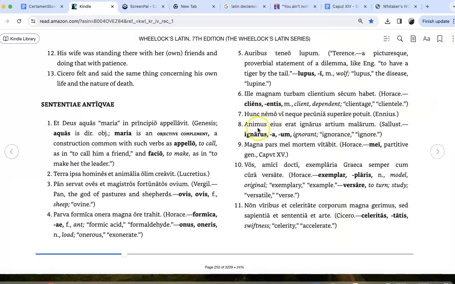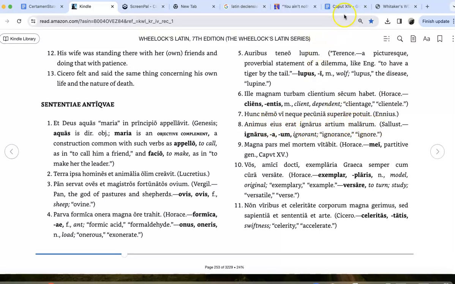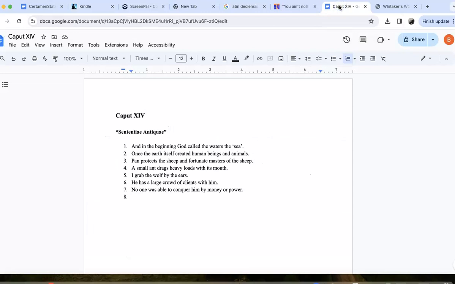All right, moving on here to number eight. Animus eius erat ignarus artium malarum. His mind was ignorant of bad arts. So let me write this down and then I'll explain it. His mind was ignorant of bad arts.